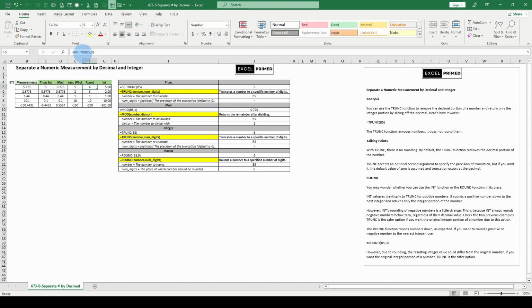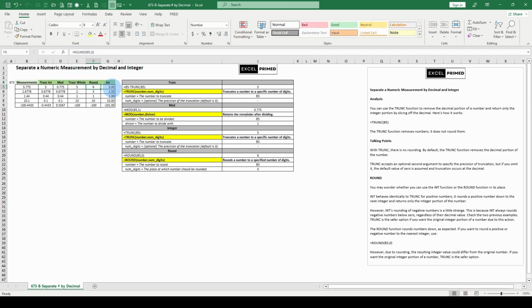Let's see, we have a round function and then we have an integer function. If we want trunc integer, we're going to go B5 minus, because we're taking 5.775 minus 5. Mod, I explained mod. Trunc whole, we're just taking trunc and what is it? We're just grabbing the whole number. With trunc, there's no rounding. By default, the trunc function removes the decimal portion of the number.